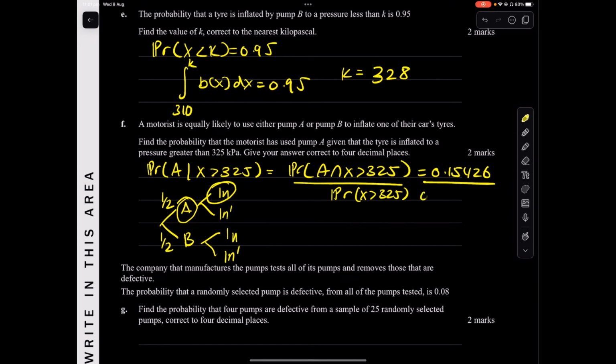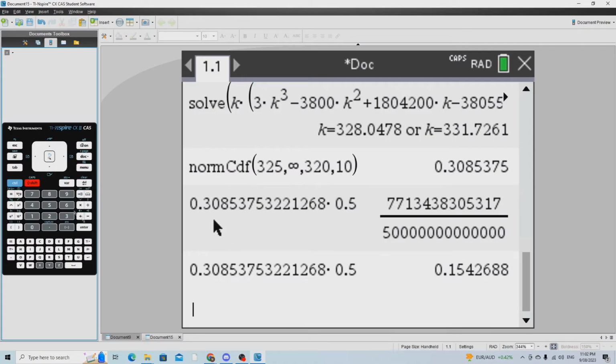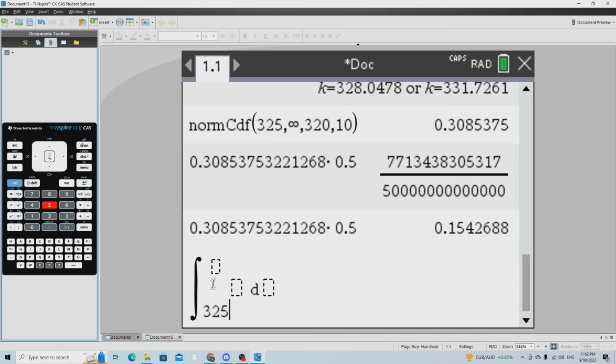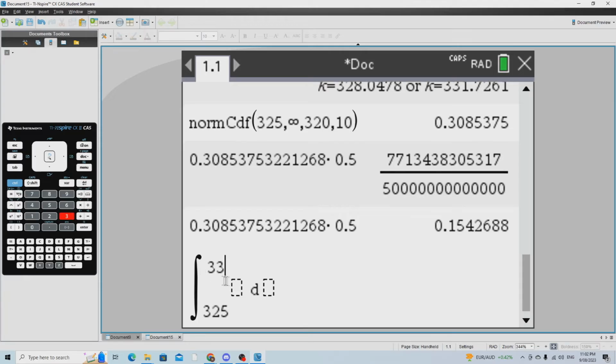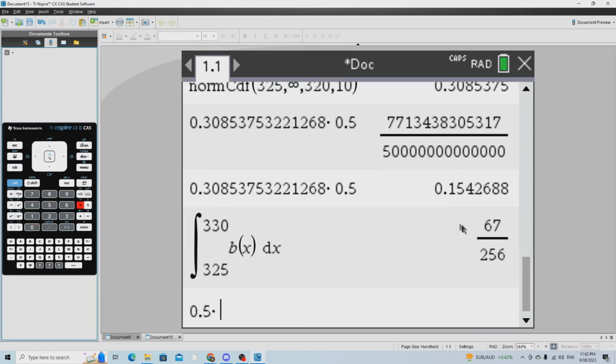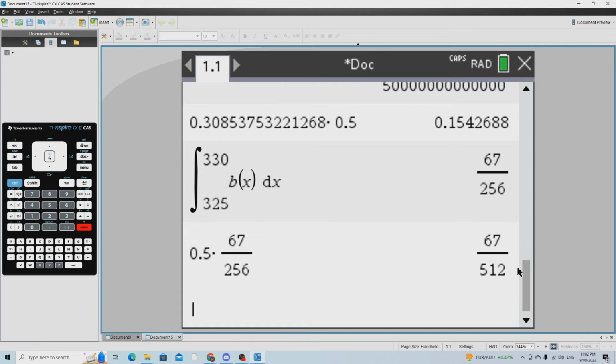So we know it's going to be this plus this one over here, which is half times the probability that it's from pump B. Now we know pump B is the integral from 325 to 330 of b of x dx, and we're going to take half of that value times this, and we get this.